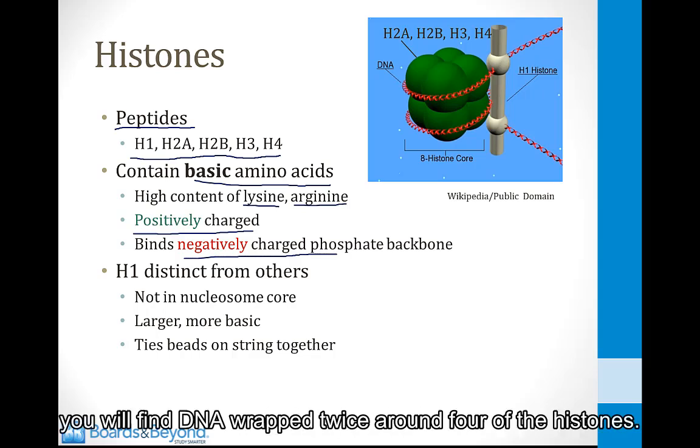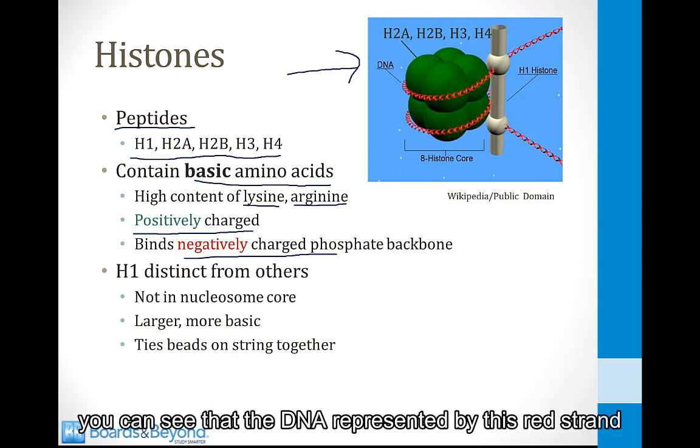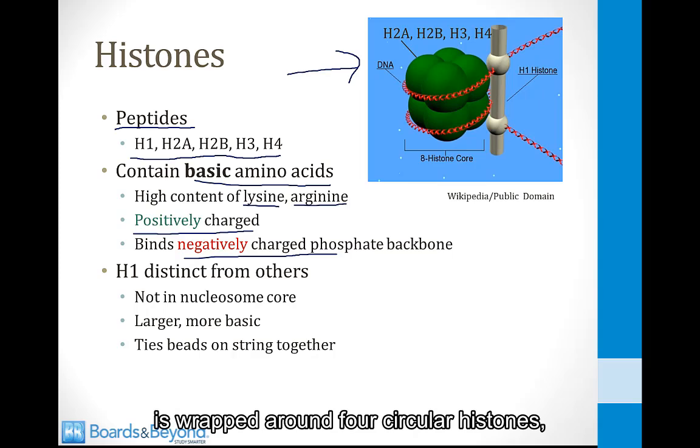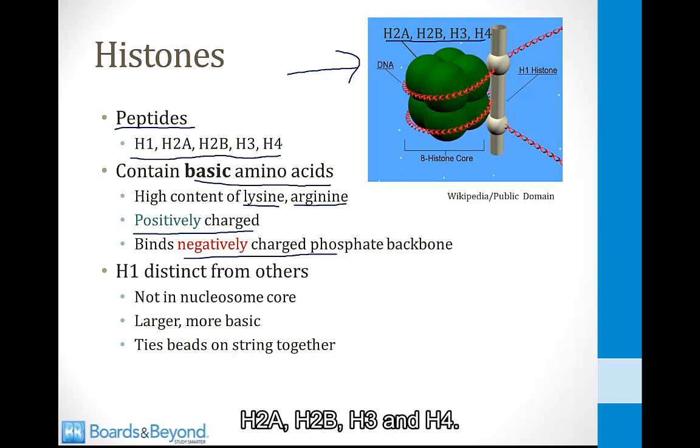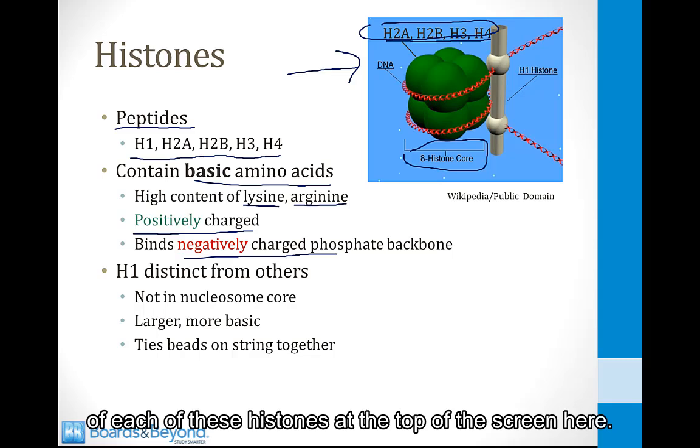In a nucleosome, you will find DNA wrapped twice around four of the histones. If you look at this picture on the top of the screen here, you can see that the DNA represented by this red strand is wrapped around four circular histones, H2A, H2B, H3, and H4. It wraps around these units twice so that there is an 8 histone core made up of 2 copies of each of these histones at the top of the screen here.